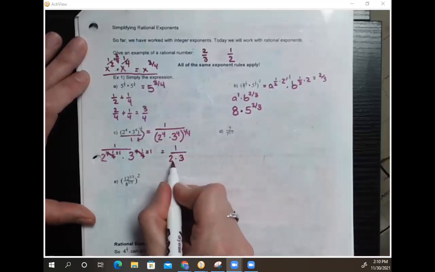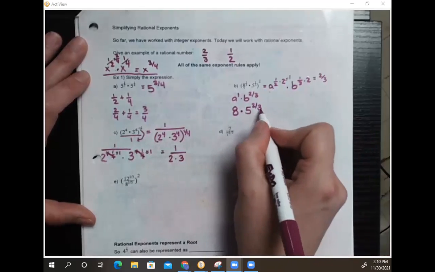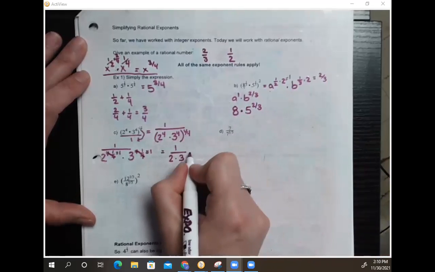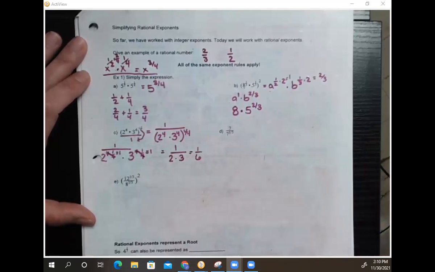Now, in this case, I can go ahead and multiply 2 times 3. I have 2 and I have 3. Here I didn't have 5, I had 5 to a goofy exponent. Since I just have 2 and 3 here, I can rewrite this as 1 over 6.